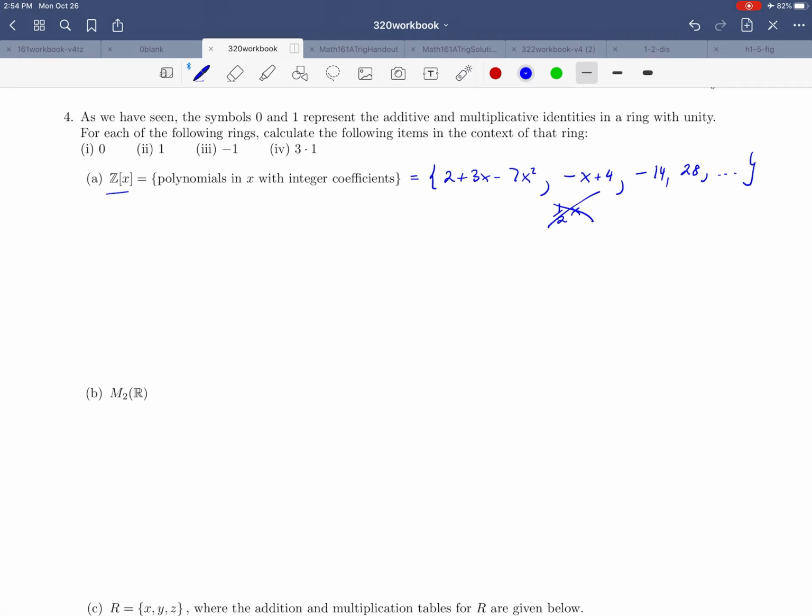So what does 0 look like in here? It's the additive identity. And so we are looking for a polynomial that we can add to any other polynomial to just get that other polynomial back. And that's a 0 polynomial. So it's a polynomial that for all inputs x returns just 0 out. So that is our 0 polynomial.